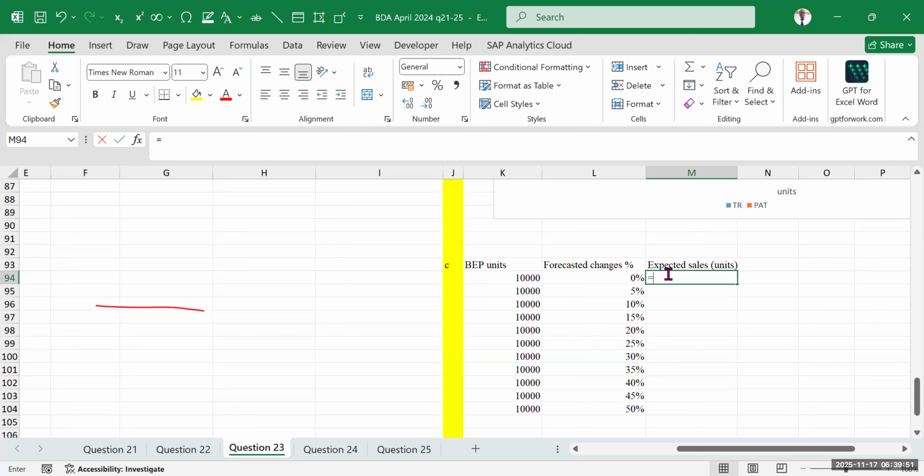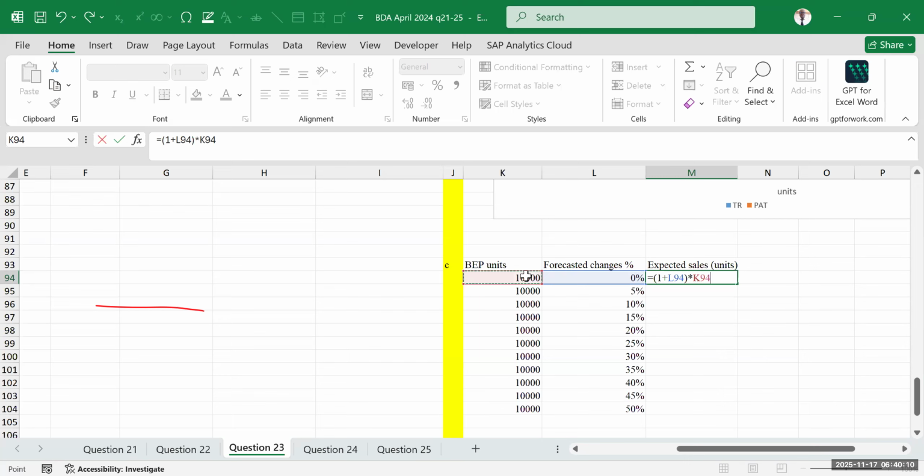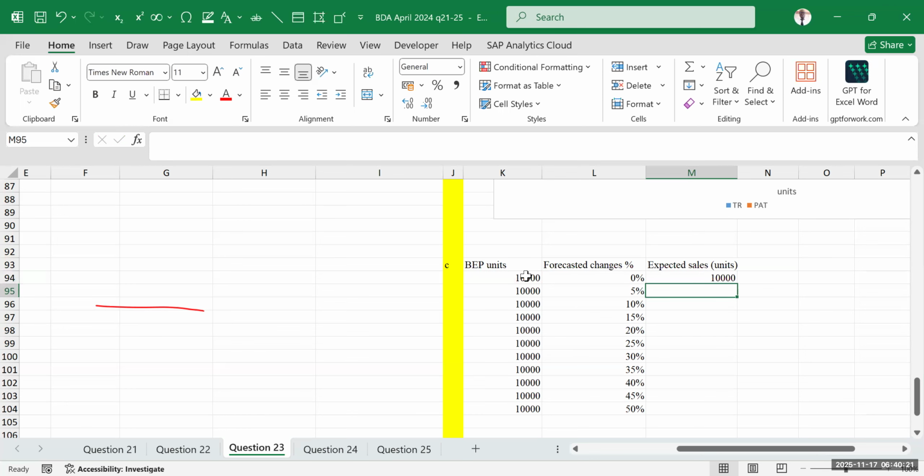now. Put an equal sign, open bracket, say 1 plus. Now refer to this cell of the change for the first one, the first change that we are doing. Yes, refer to that. You don't have to lock anything. Close bracket, multiply by. What are we changing? Our reference point is break-even point in units. That is our reference point. So we are changing our break-even point in units by 0%. What are we getting? It is still the same 10,000 because the change is just 0%.